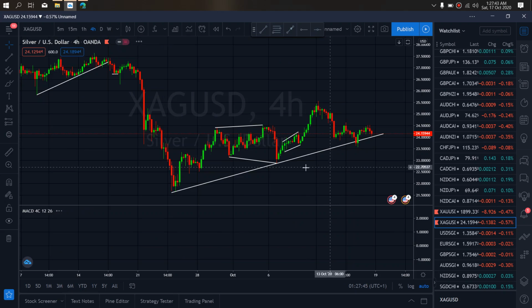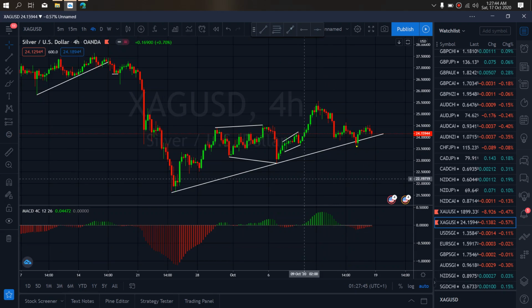Zoom to the 4-hour time frame. On the 4-hour time frame, this is what I expect from silver, a flat here and then more drop downside. So we want to watch out for that as it develops.